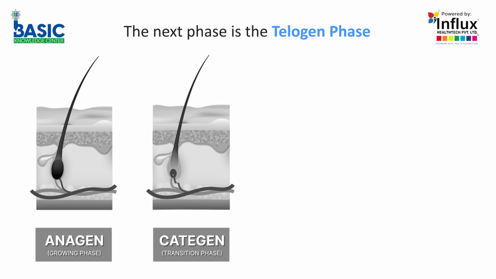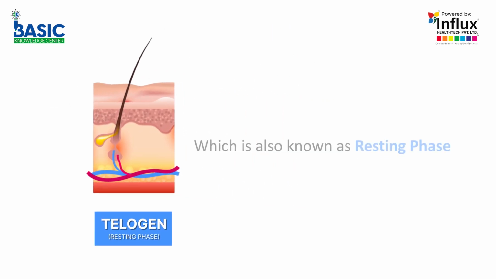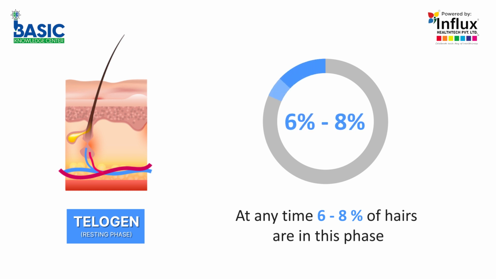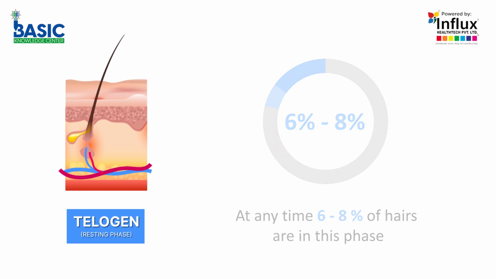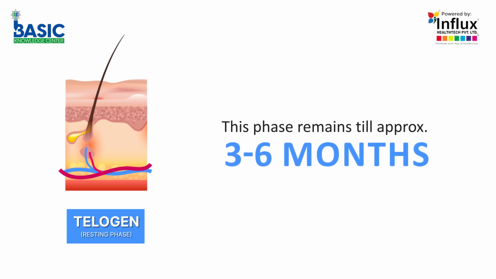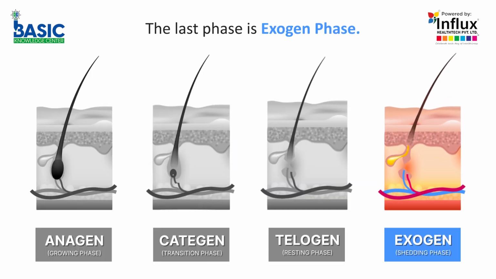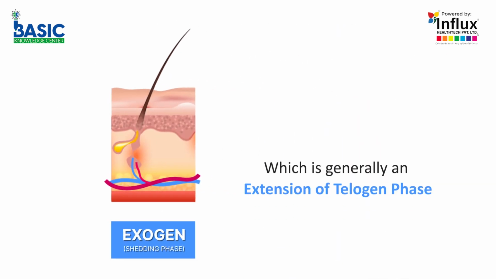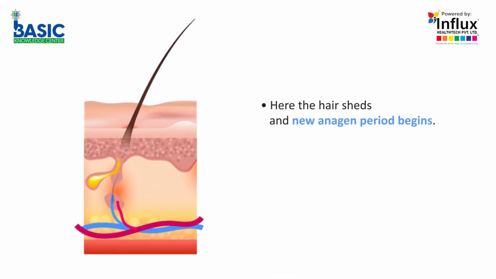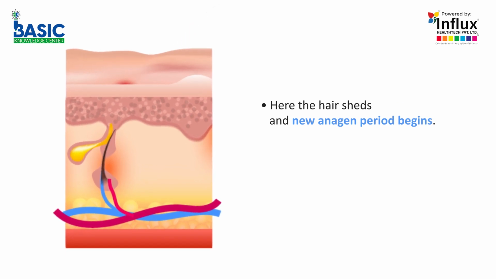The next phase is the telogen phase, which is also known as the resting phase. At any time, 6 to 8% of hairs are in this phase. This phase remains till approximately 3 to 6 months. The last phase is the exogen phase, which is generally an extension of the telogen phase. Here, the hair sheds and a new anagen period begins.